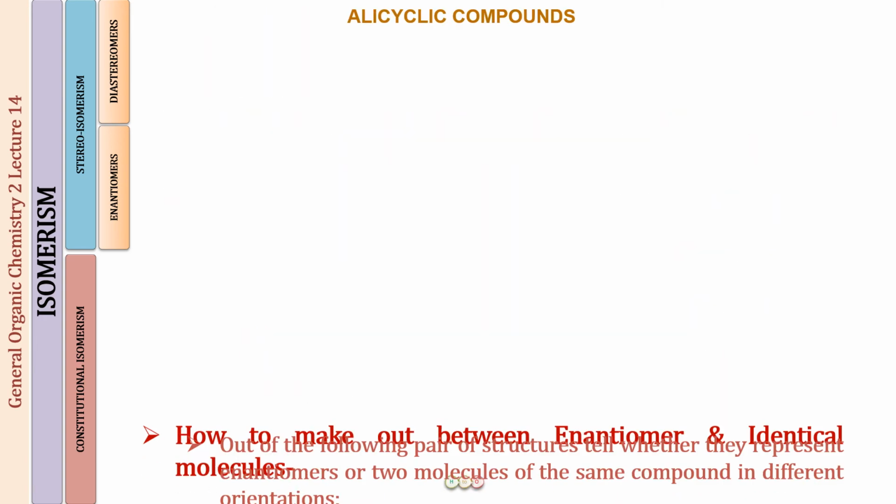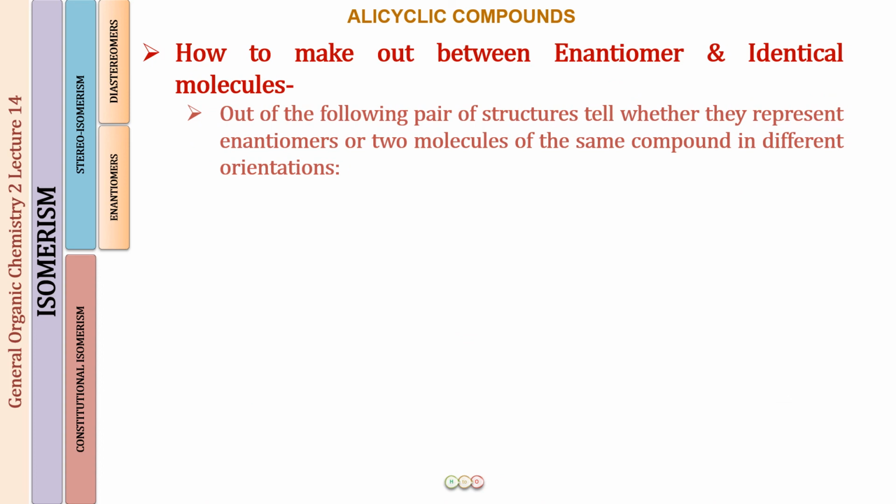So now let us look at one question which can be asked to you in the examination related to this understanding. Out of the following pair of structures, tell whether they represent enantiomers or two molecules of the same compound in different orientation, and the structure given is structure A and this is structure B.